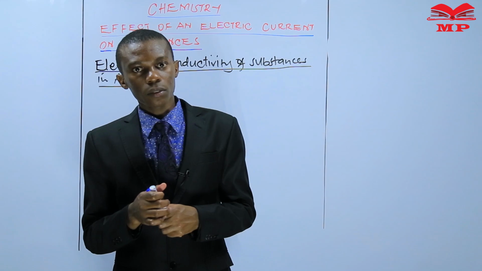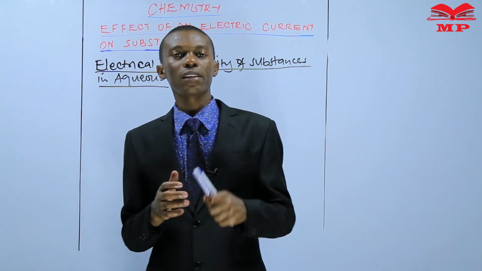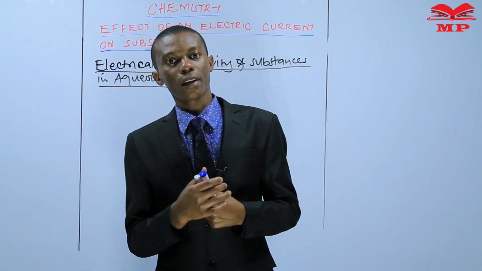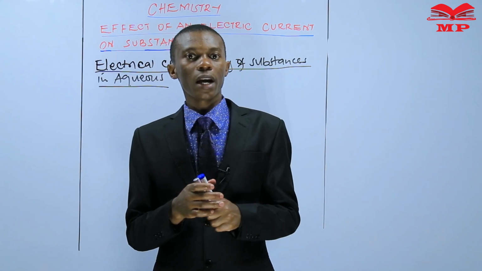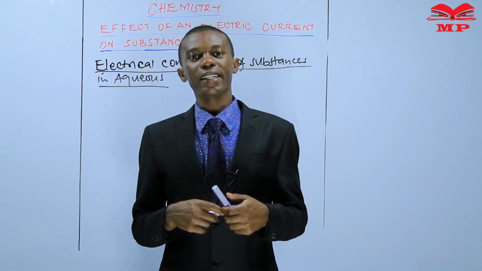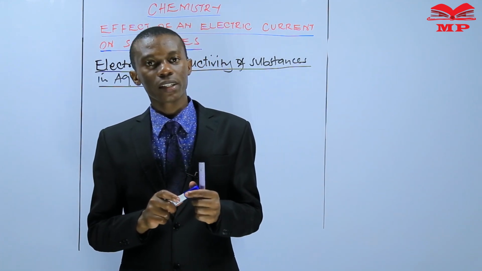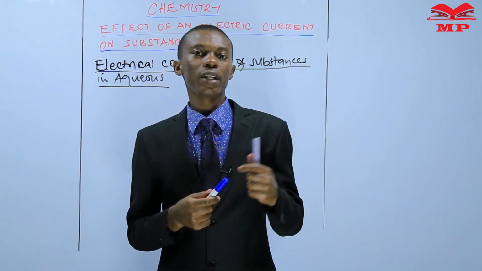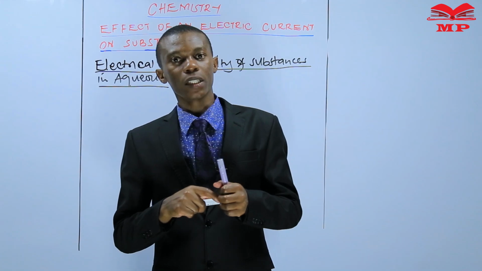And we say that graphite is mostly used as the electrode, and this is because of two reasons. One, graphite is unreactive, and second, graphite is cheaper compared to other materials.